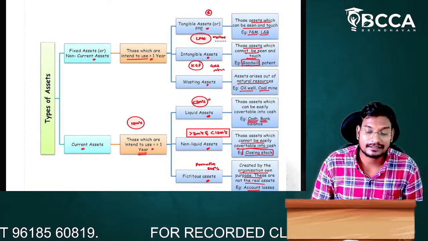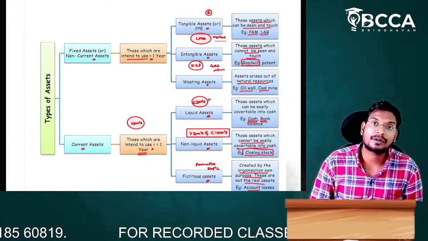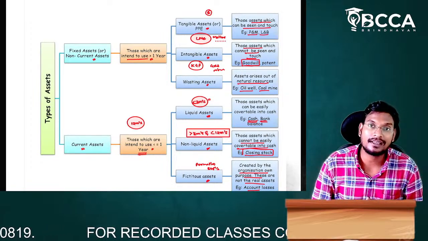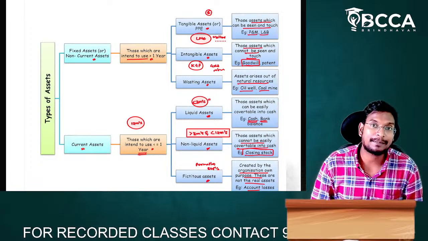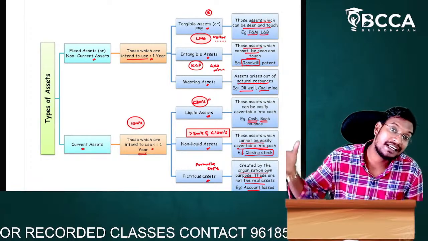Then after, we are discussing what, sir? What is the meaning of proprietor? Proprietor means an owner of the business. Then after, I have discussed the meaning of capital. Capital means what, sir? Investment made by the owner.